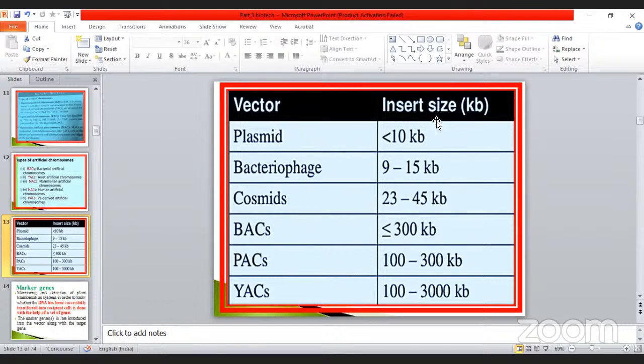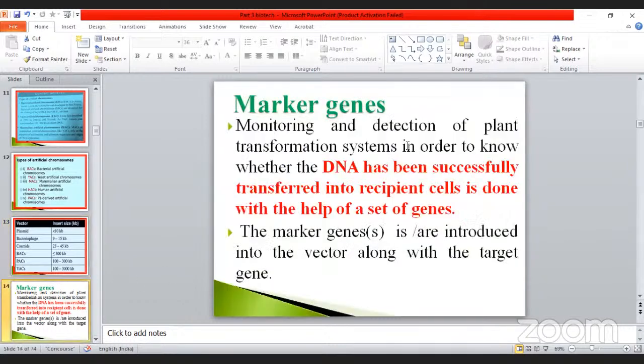The size of the molecules, the inserted size, how much is that? That also we already discussed. Which one is the lowest? Which one is the highest kilo base inserted size? It depends upon the vectors. Okay, they may differ. So already we discussed. Next, we are going to discuss the important part.